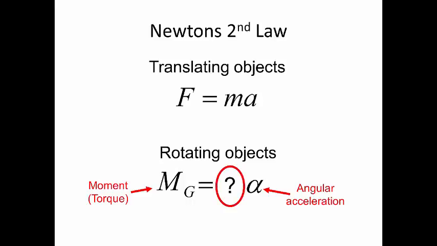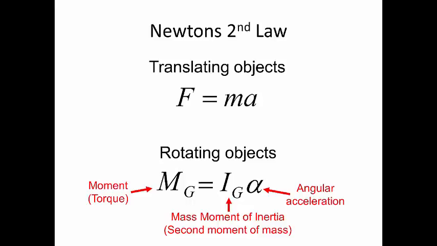However, what do we place here? This is where we place our mass moment of inertia, or the second moment of the mass. So a moment is equal to the mass moment of inertia times the angular acceleration for rotating objects.